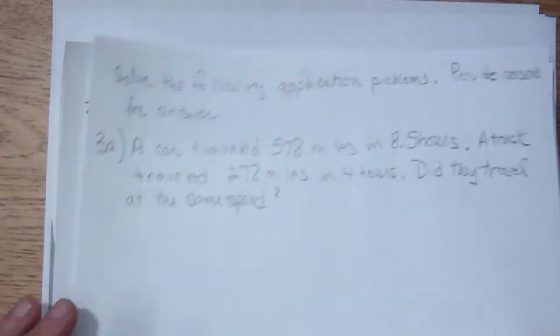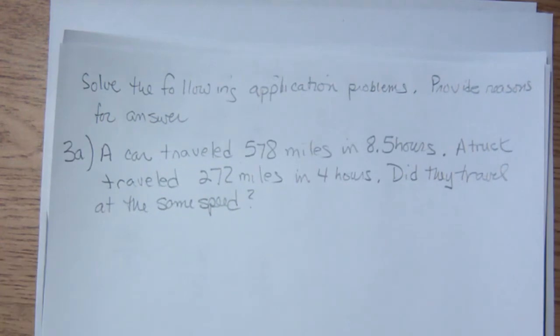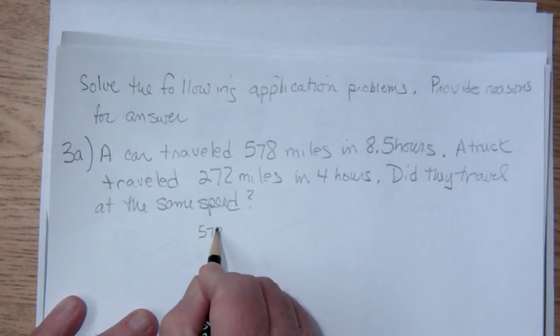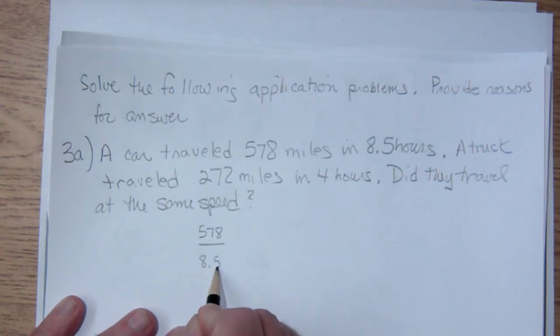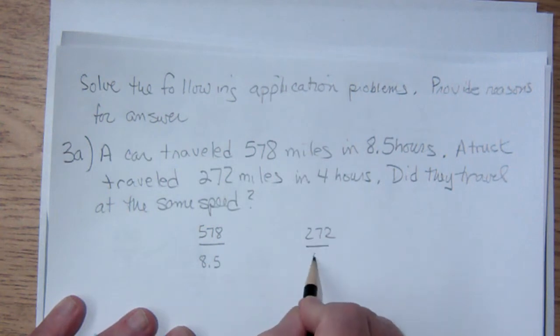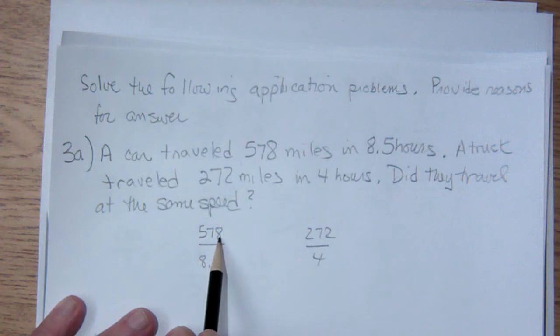We also can have application problems, and we want to provide reasons for our answers, not just guess yes or no. So one car traveled 578 miles in 8.5 hours, and a truck traveled 272 miles in 4 hours. Did they travel at the same speed? Well, the car was 578 in 8.5 hours, and the truck was 272 in 4 hours. So we're going to check if 4 times that is the same as 8.5 times 272. So let's do that and see what we get.